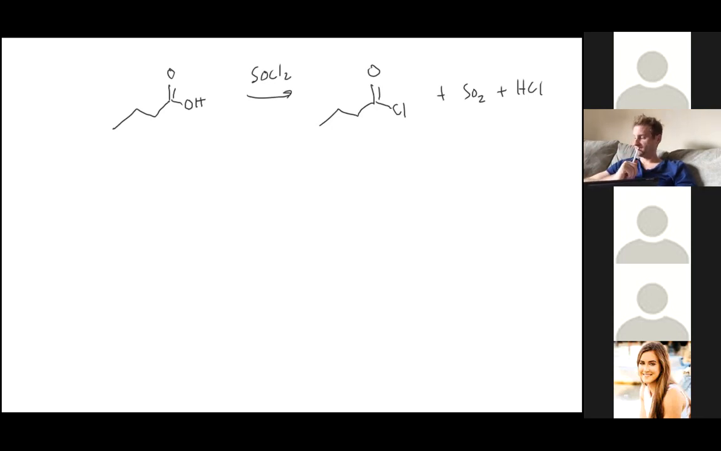So the way this works is pretty similar to what we were doing with just an alcohol. You take SOCl2 with a carboxylic acid, and electrons from one of these oxygens are going to reform the carbonyl. We're going to attack a chlorine. Oh, sorry, attack a sulfur.